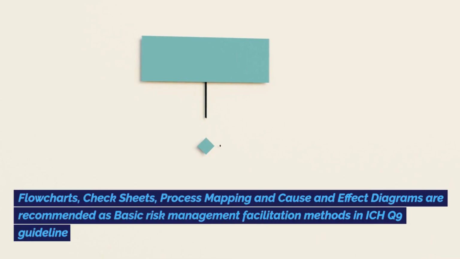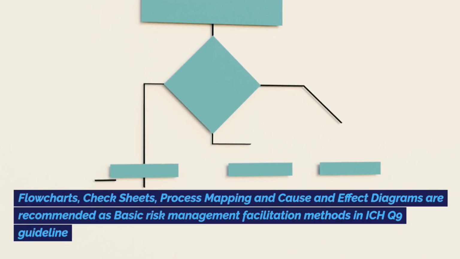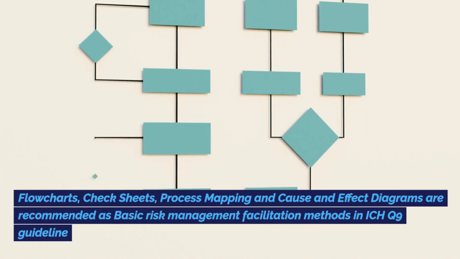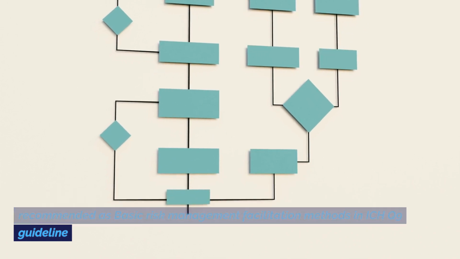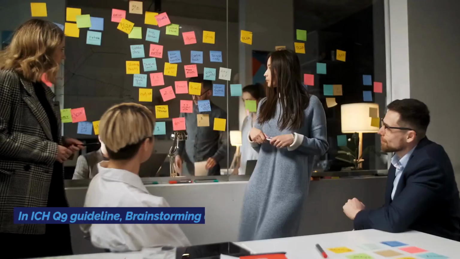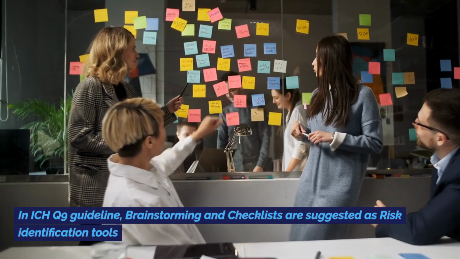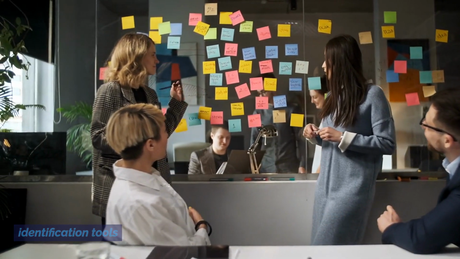Flowcharts, check sheets, process mapping and cause and effect diagrams are recommended as basic risk management facilitation methods in ICH-Q9 guideline. In ICH-Q9 guideline, brainstorming and checklists are suggested as risk identification tools.